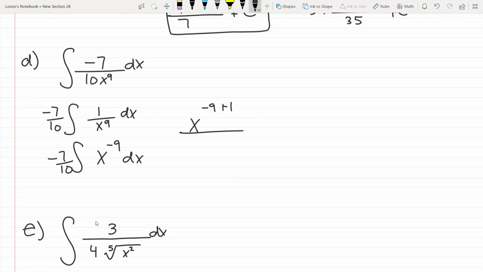Negative 9 plus 1 is negative 8. So x to the negative 8 over negative 8. I guess that could be written as 1 over x to the 8th. And then you still have this negative 8. And then you've got to multiply it by negative 7 over 10.